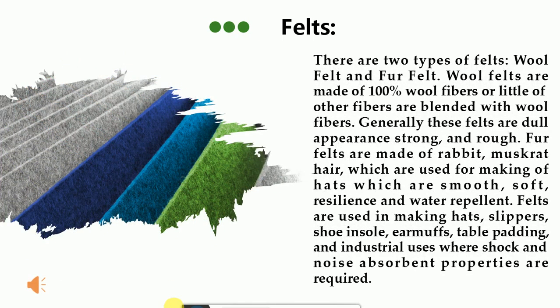There are two types of felts, wool felt and fur felt. Wool felts are made of 100% wool fibers or little of other fibers blended with wool fibers. Generally these felts are dull in appearance, strong, and rough. Fur felts are made of rabbit, muskrat hair, which are used for making of hats, which are smooth, soft, resilient, and water repellent. Felts are used in making hats, slippers, shoe insoles, earmuffs, table padding, and industrial uses where shock and noise absorbent properties are required.